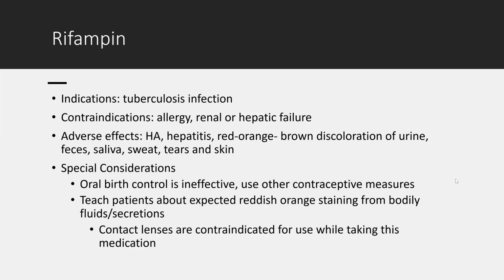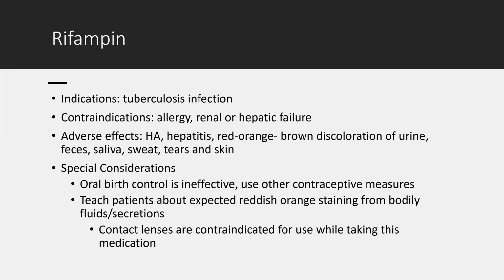So rifampin is your other drug for tuberculosis, and the contraindications are, again, someone who has an allergy or renal hepatic failure. With this one, you have a little more side effects. You have headache, it can cause hepatitis. An expected side effect is a red, orange, brown discoloration of bodily fluids, like urine, feces, saliva, sweat, tears, and skin. But you want to make sure that it's a red, orange discoloration of the skin and not a yellowing, jaundice discoloration of the skin.